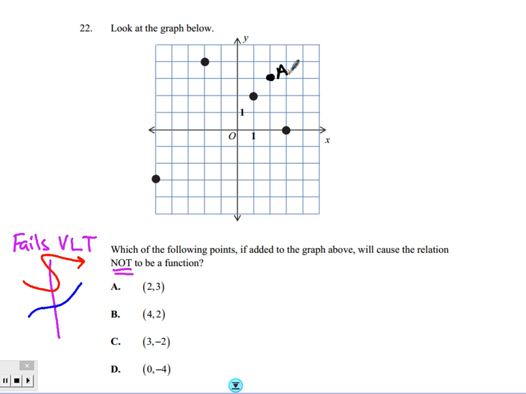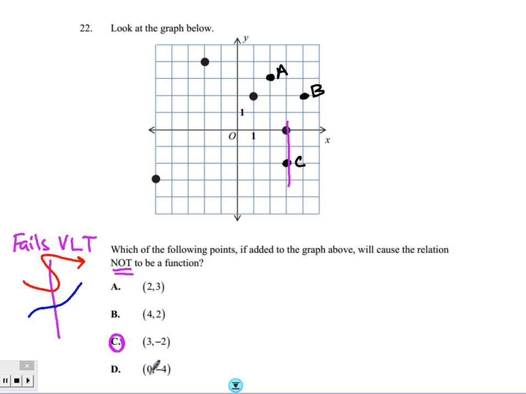That is point A. Point B, (4, 2). It still is okay. It passes the vertical line test still. (3, -2), aha. Now this already has a point. This x value already has a y value associated with it. So this point C, sorry I didn't label my B, point C is going to make this relation not a function. All right, so C would be my answer.